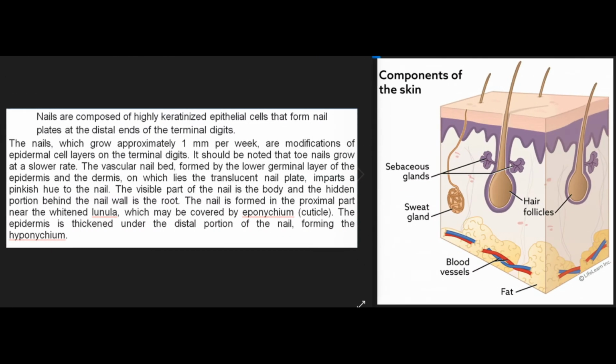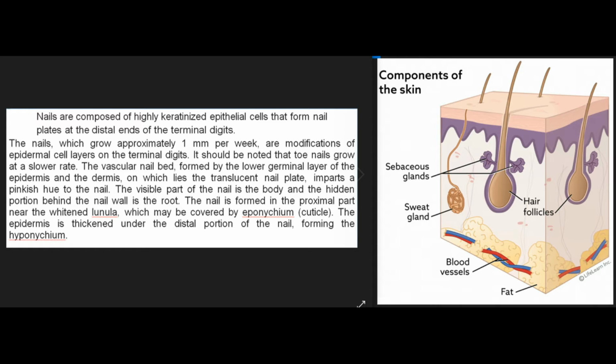Nails. Nails are composed of highly keratinized epithelial cells that form nail plates at the distal ends of the terminal digits. The nails, which grow approximately 1 mm per week, are modifications of epidermal cell layers on the terminal digits. It should be noted that toenails grow at a slower rate. The vascular nail bed, formed by the lower germinal layer of the epidermis and the dermis, on which lies the translucent nail plate, imparts a pinkish hue to the nail.